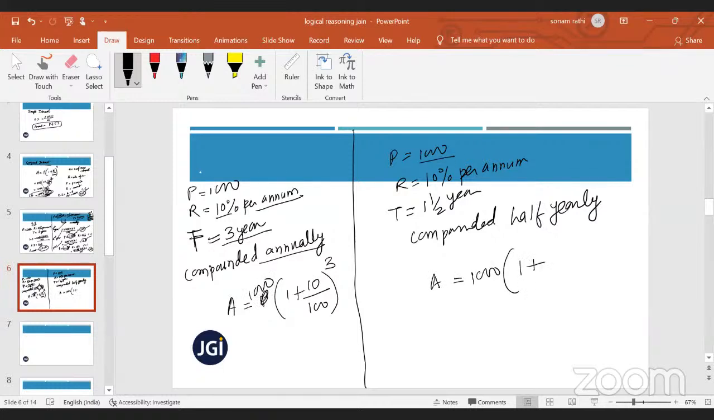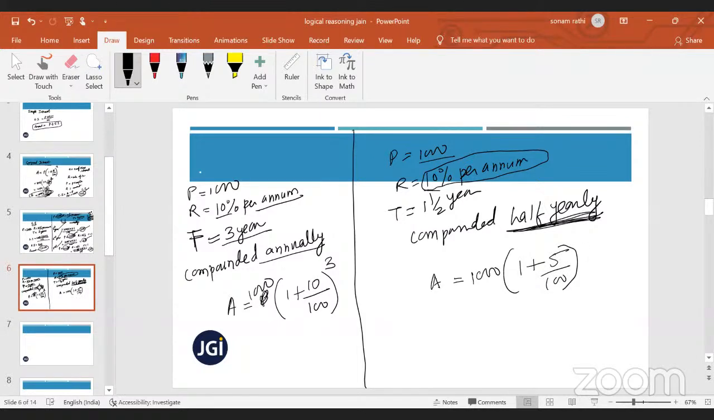In the second one, now your principal is 1000. 1 plus R, rate. Now rate is 10% for 1 year. But they are saying half yearly. So if 10% is for 1 year, half year will be how much? 10% is for full year. For half year, it will be 5. Very good. So 5 upon 100 to the power half yearly.